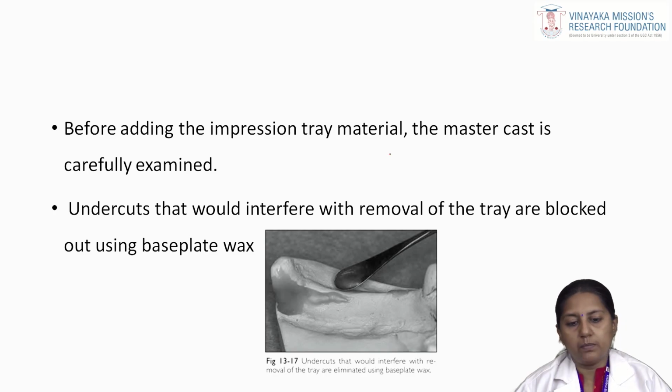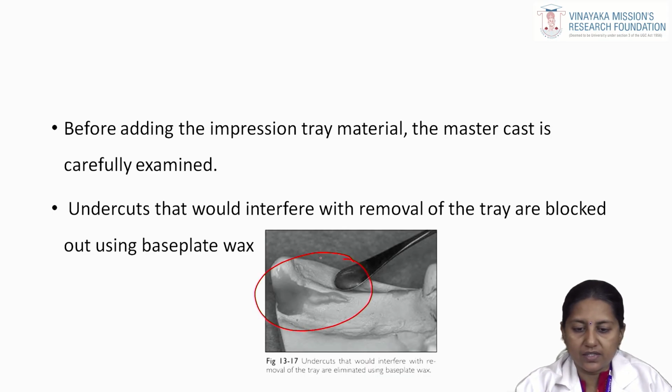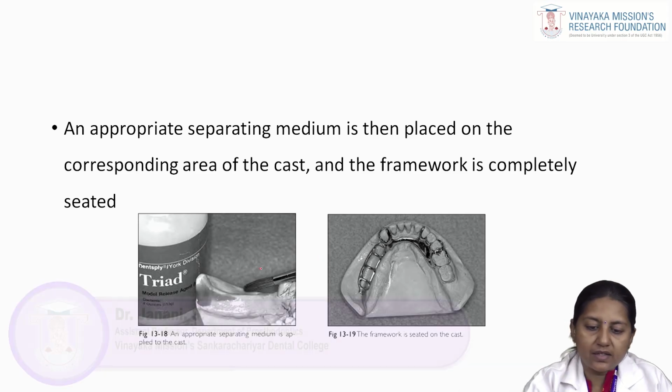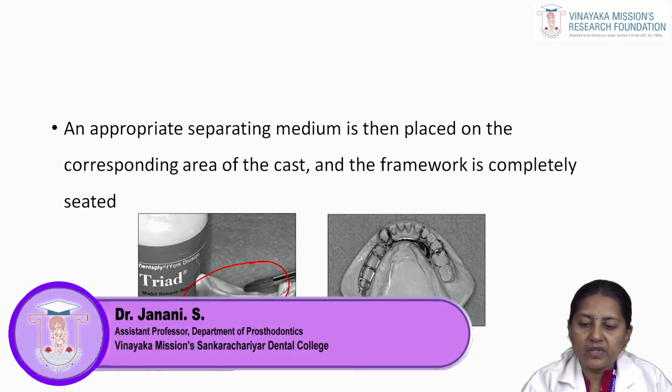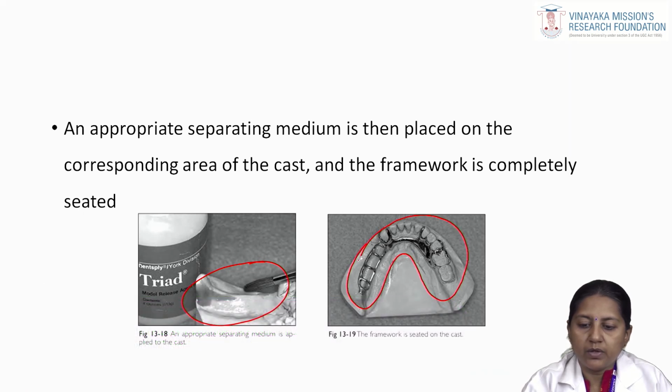Before adding the impression tray material, the master cast has to be carefully examined for undercuts, because undercuts that would interfere with the removal of the tray are blocked out using base plate wax. An appropriate separating medium is then placed on the corresponding area of the cast and the framework is completely seated. You can see that a separating medium is applied, and this is the cast partial denture framework which is accurately seated on the cast.